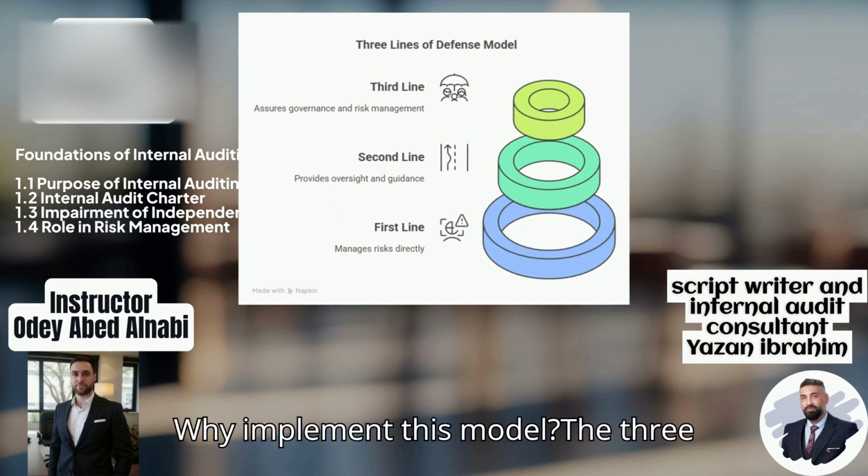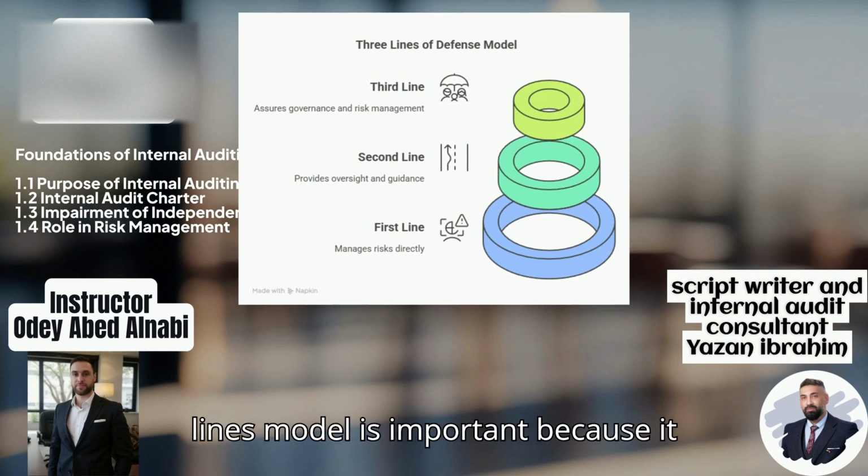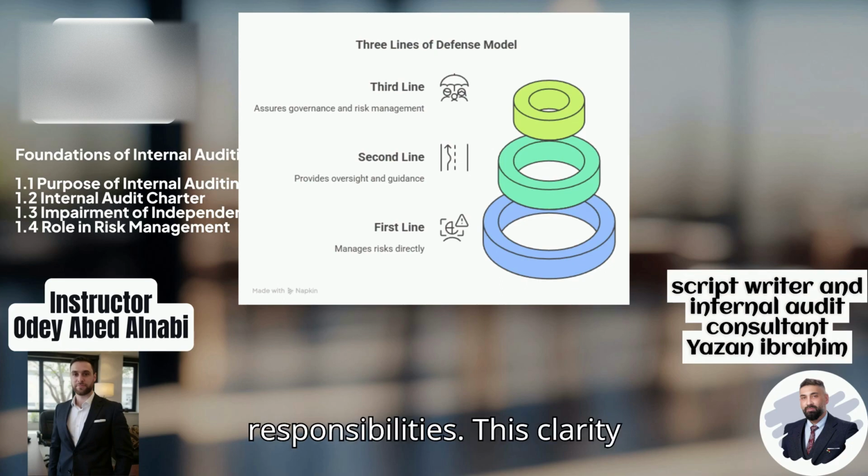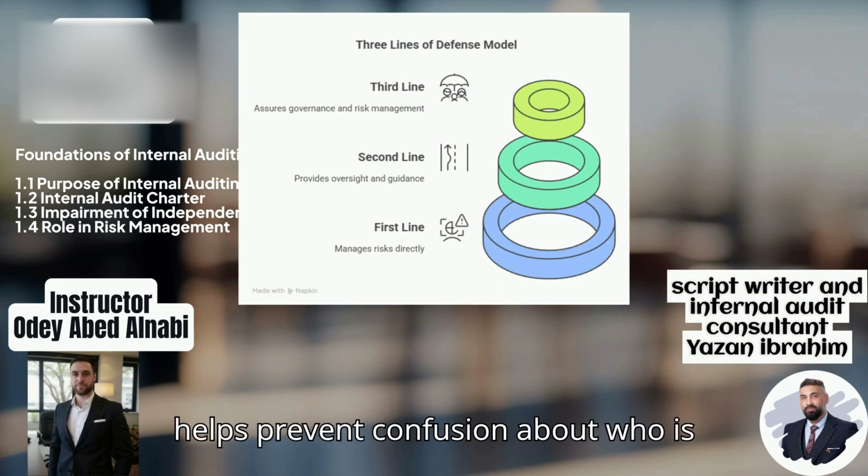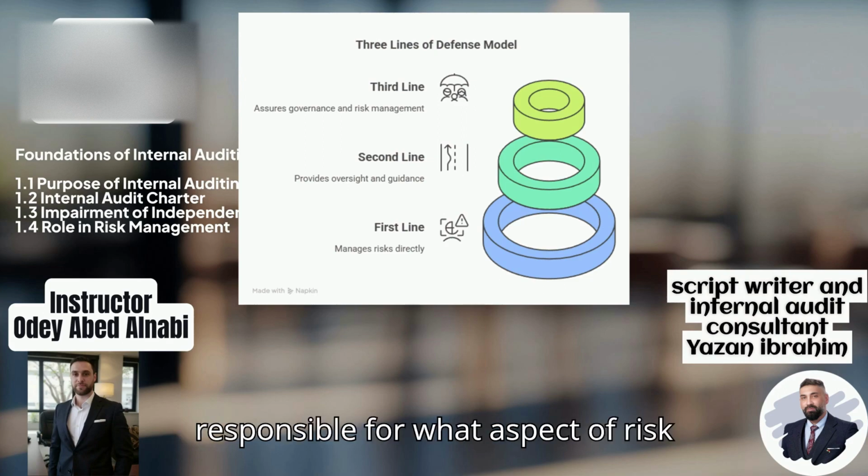Why implement this model? The three lines model is important because it promotes clear roles and responsibilities. This clarity helps prevent confusion about who is responsible for what aspect of risk management.